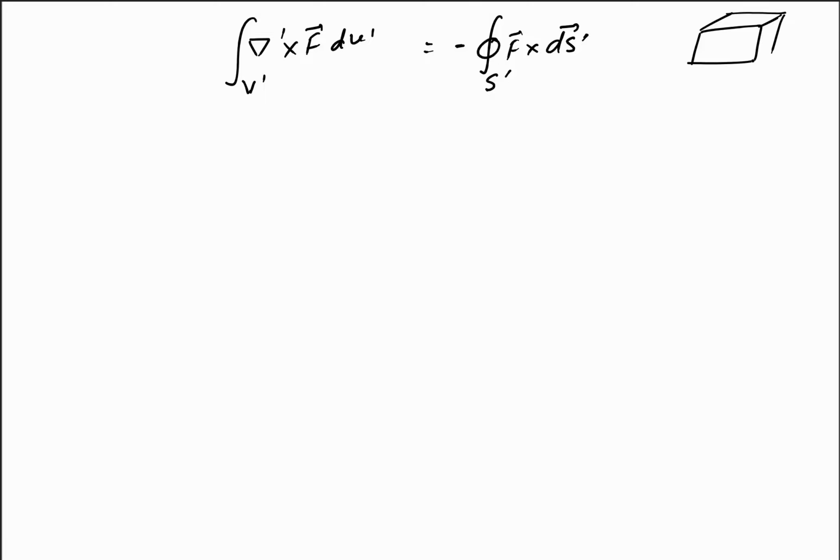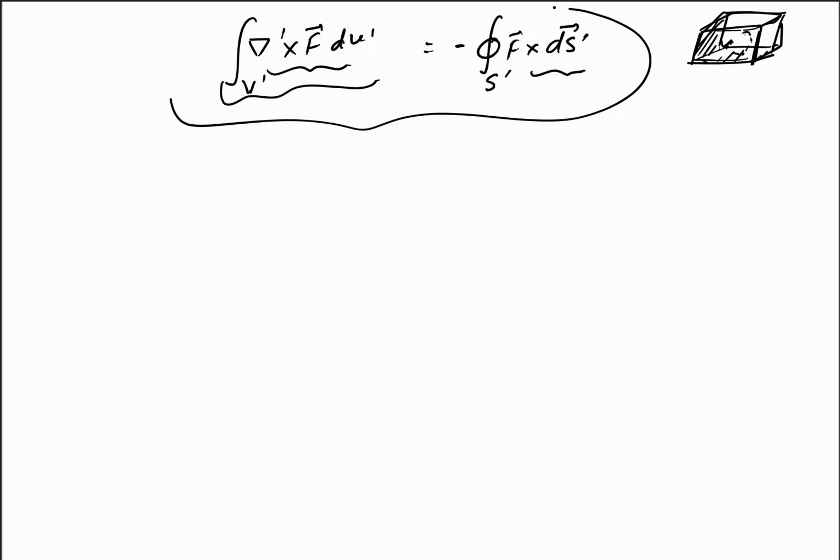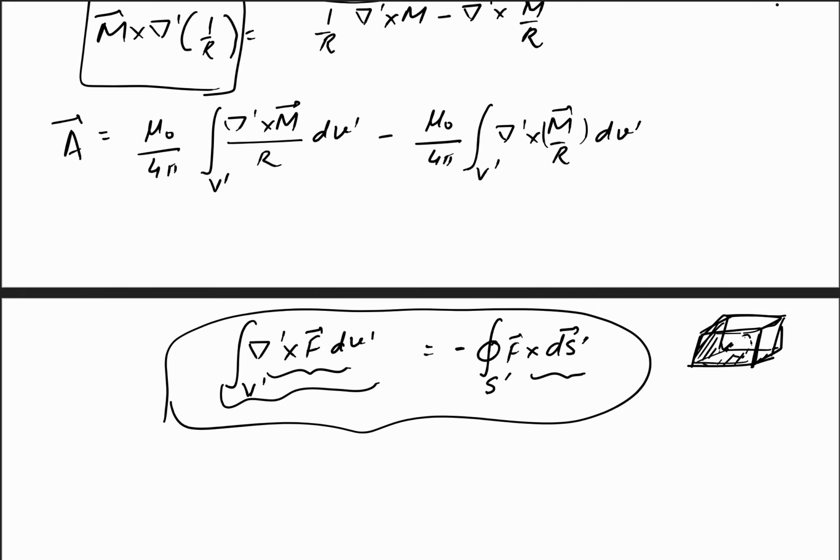But it is similar in that we are trying to convert a volume integral into a surface integral. So this is the volume and this is the total surface which is enclosing this volume. Calculating this integral on the surface is equivalent to calculating this integral inside the whole volume. So we now want to prove this identity so that we can utilize it in our equation of the magnetic vector potential.